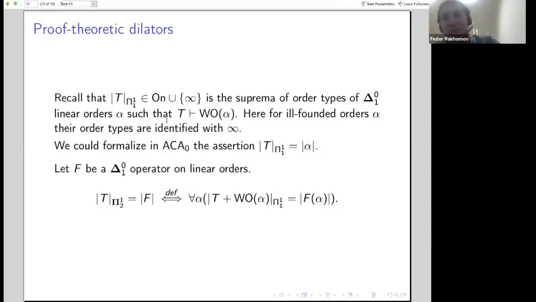And now, basically, we want to look at all these linear orders with parameters such that this theory proves that they are well ordered. And this gives us this proof-theoretic ordinal.